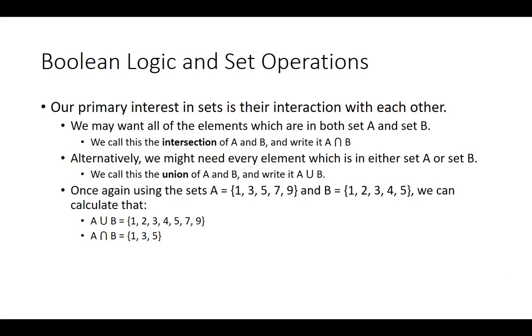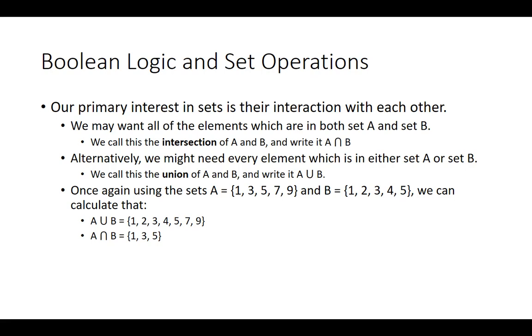Our primary interest in sets is their interaction with each other. So remember a couple lectures ago, we were talking about the Boolean operators and, or. And I used the example of two clubs, club intersection, which let in young and blonde, and club union, which let in young or blonde. And club intersection was a more exclusive club, whereas club union was less exclusive. It let more people in.